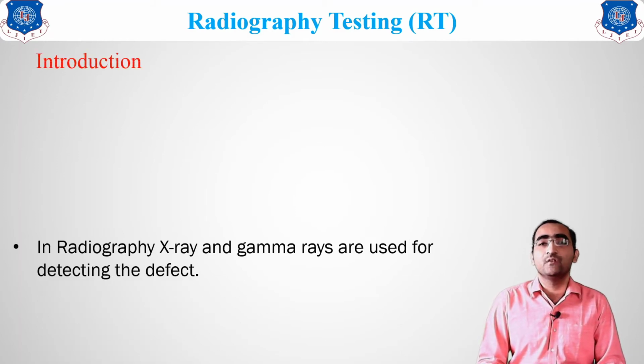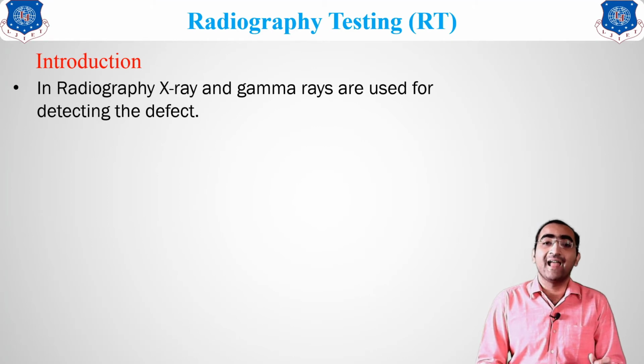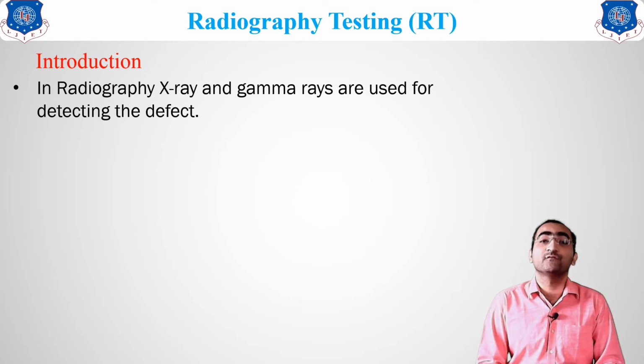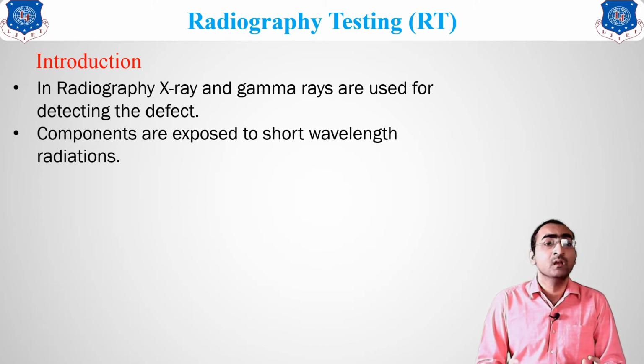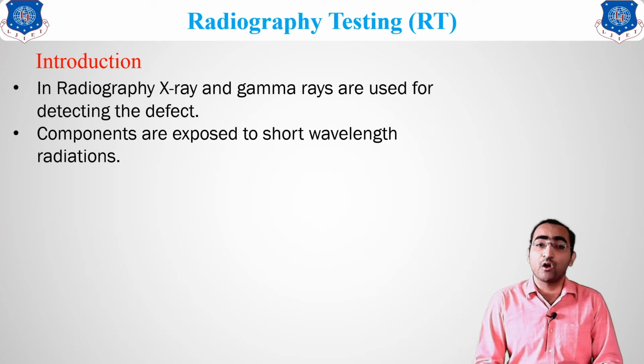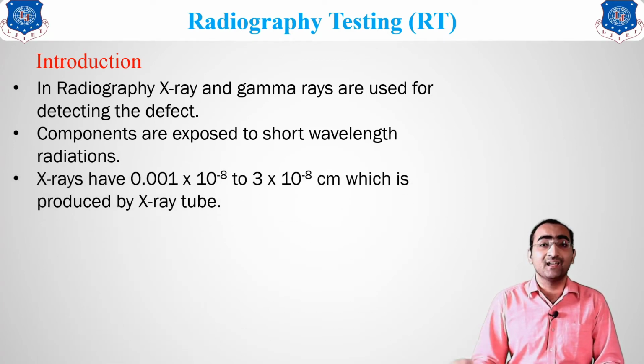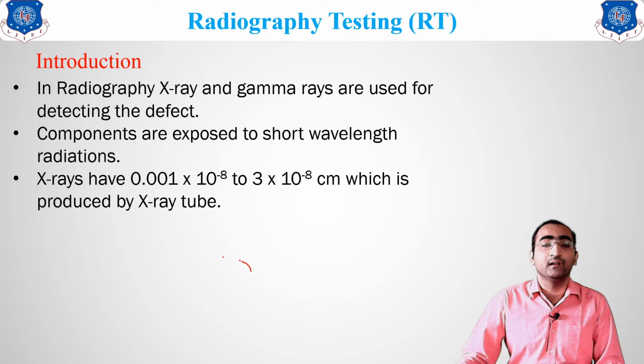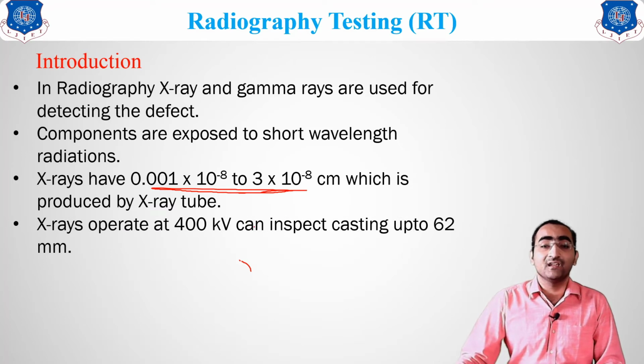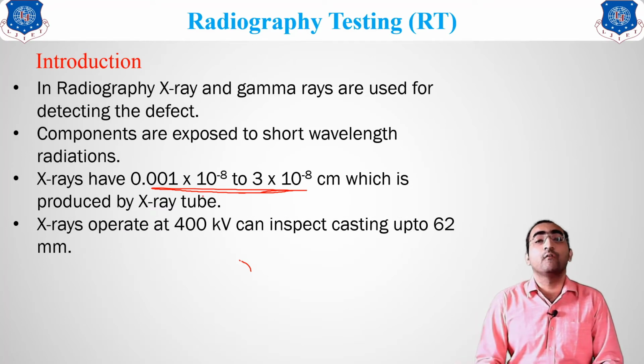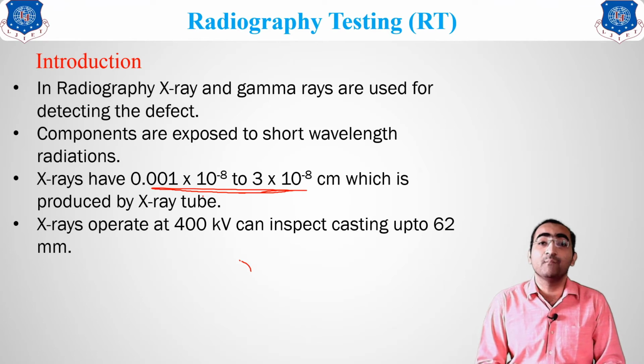So here we will be using the light source, in which X-rays and gamma rays are used for the radiographic testing. Components are exposed to shorter wavelength radiations. X-rays have a wavelength of 0.001 into 10 raised to minus 8 to 3 into 10 raised to minus 8 centimeter, and are produced by the X-ray tube. X-ray is operated at 400 kilowatt and is used to only measure up to 62 mm thickness.